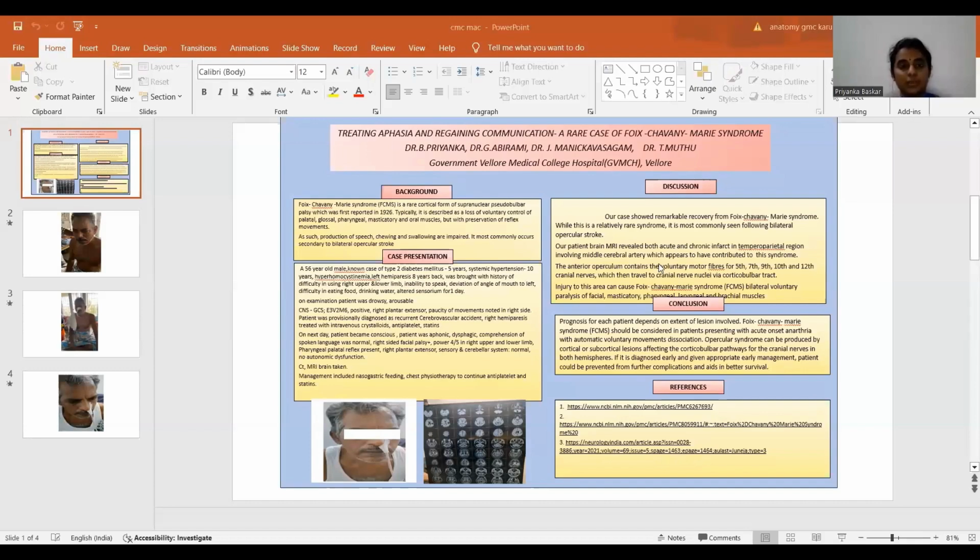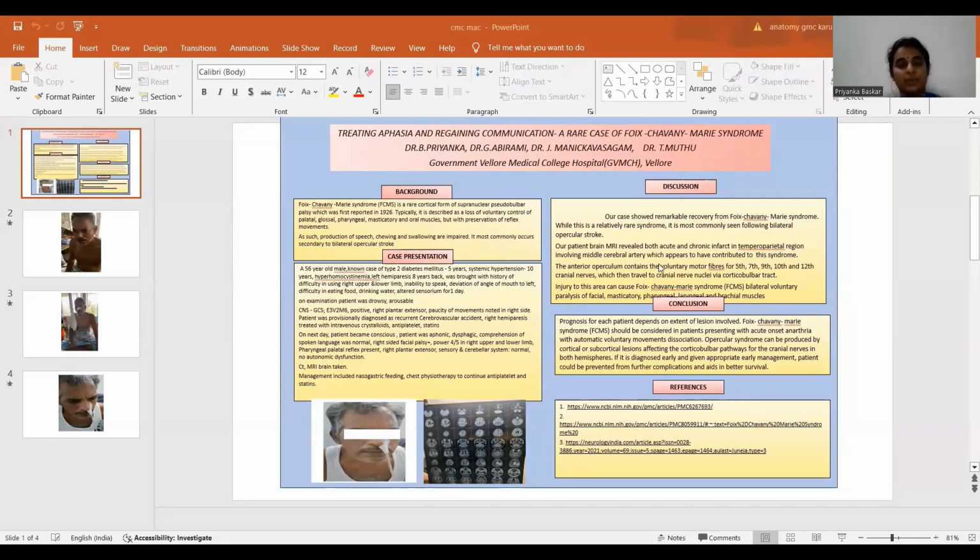Here comes a 56-year-old man, a known case of type 2 diabetes mellitus, systemic hypertension, and hyperhomocysteinemia, with left hemiparesis, with a history of difficulty in using right upper and lower limb, inability to speak, deviation of angle of mouth to left, difficulty in eating food and drinking water, and altered sensorium for the past 1 day. On examination, patient was drowsy, arousable. His GCS was 11/15, right plantar was extensor. Paucity of movements was noted on the right side. Patient was provisionally diagnosed as recurrent CVA, right hemiparesis, and was treated with intravenous crystalloid, antiplatelet, and statin.